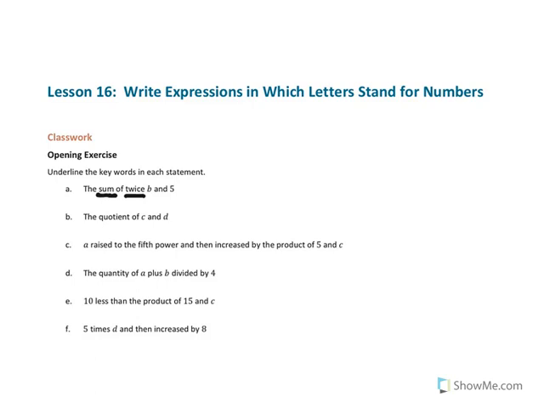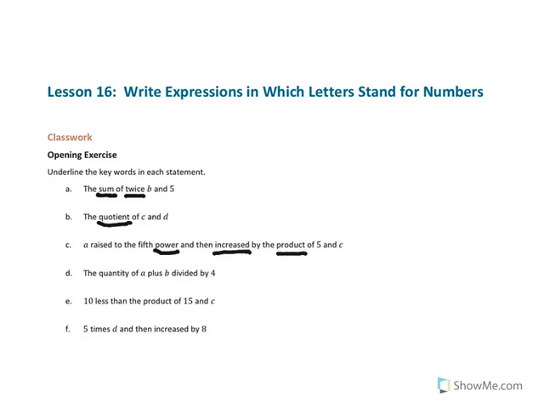B says the quotient of C and D. Well, the main word we have here is the word quotient. That's a word we're familiar with. C says A raised to the 5th power and then increased by the product of 5. Well, you might think you want to do raise, but all you have to do is underline power, because that's going to tell you that that is an exponent. And then increased is another word, and product is another word.